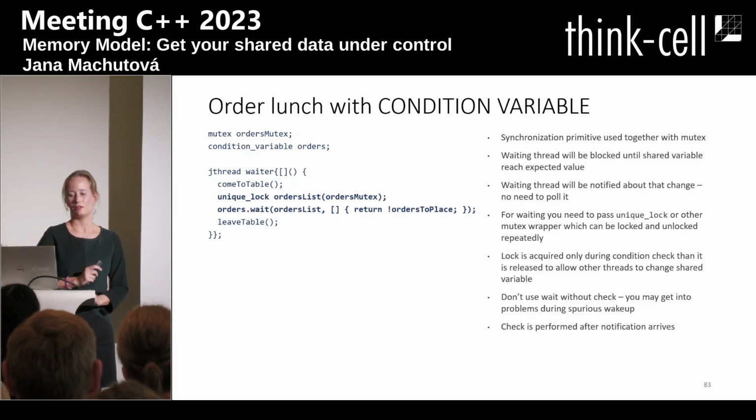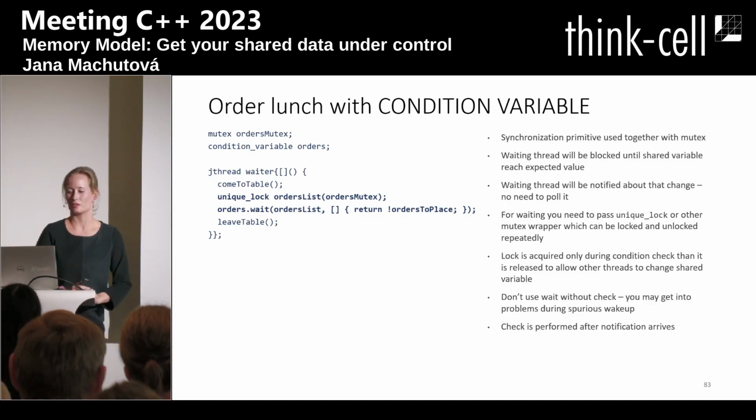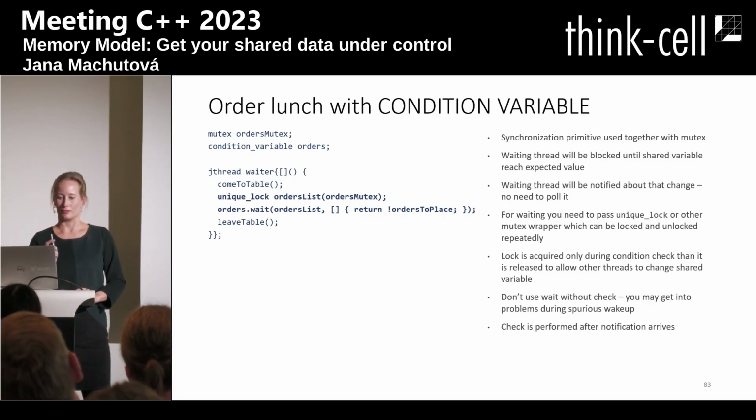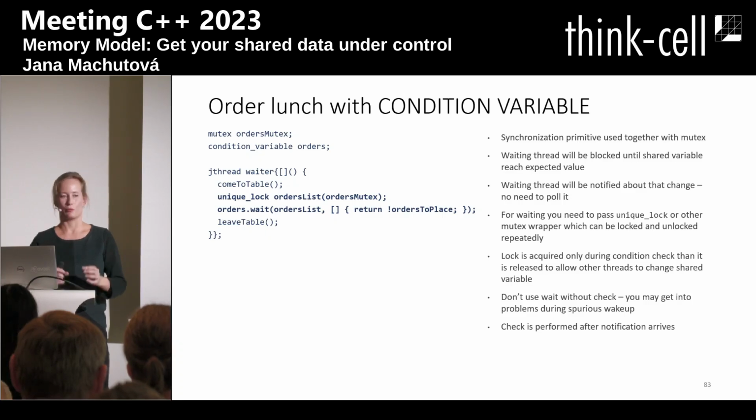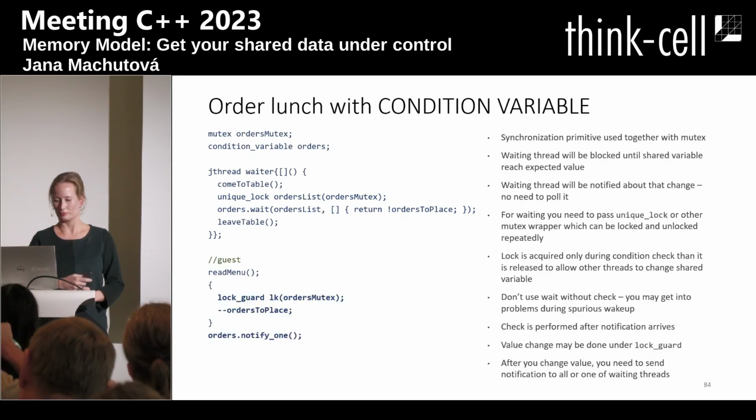He has to wait with a unique lock. He can't use a lock guard. He can use a unique lock or other lockable and unlockable mutexes, because the wait locks the mutex only at the moment when it's checking the value. If it held the lock all the time, you could never change the value. Only while checking whether the value is correct is it locked, and then it's unlocked. So the lock you pass in has to be a unique lock at least.